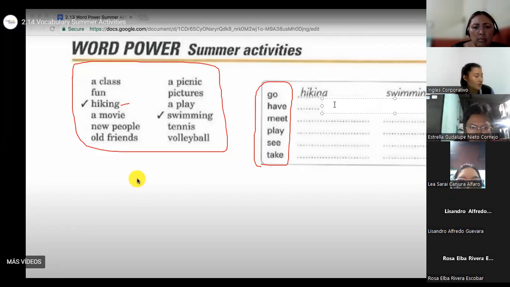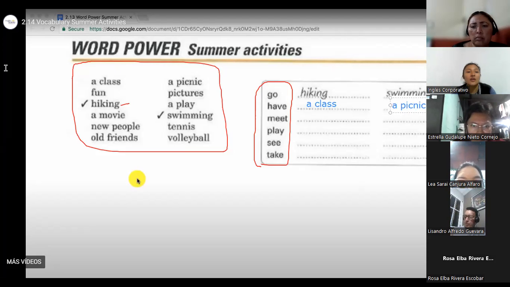So what is the verb that we need right there? Have what? What can we have? Can we have a class, for example? A class. Exactly. We can have a class. We have two options for that. And what else? A picnic, exactly. We can have a class and we can also have a picnic. We can also have what else? Have fun, for example? Yes, right?